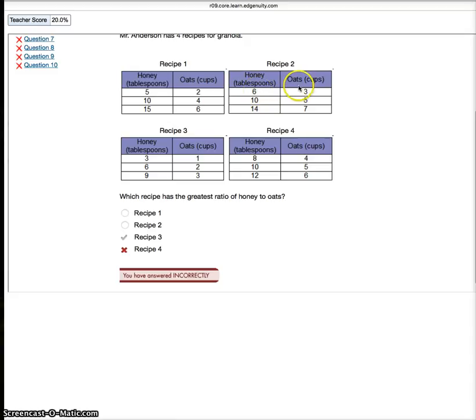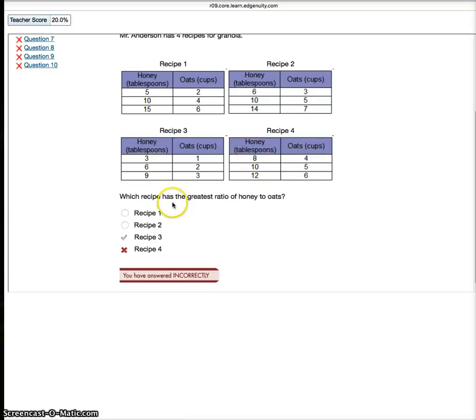This one's 6/3. So this one's basically 2. This one is more like 4 to get to 10 is going to be 2.5. So this is 2.5 times more honey than oats. This one's only twice as much honey as oats. This one is 3 times honey to oats. And this one right here is twice as much honey to oats.